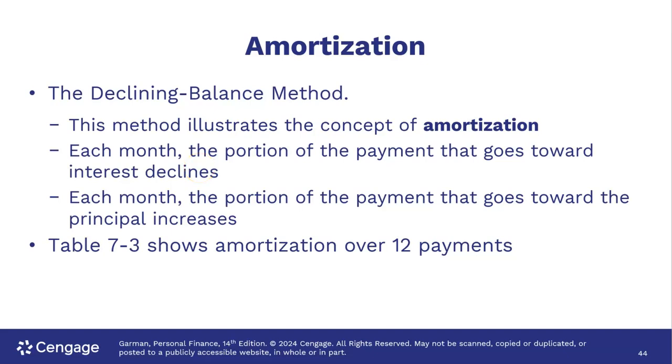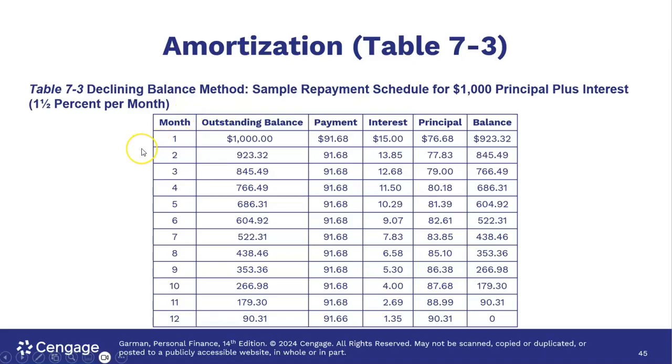Okay, so amortization using the declining balance method, we're going to demonstrate it now with the chart on the next page. The idea is each month the portion of the payment that goes towards interest goes down, and as a result, the portion of the payment that goes towards principal goes up. We'll see this in our 12-month example, table 7.3.